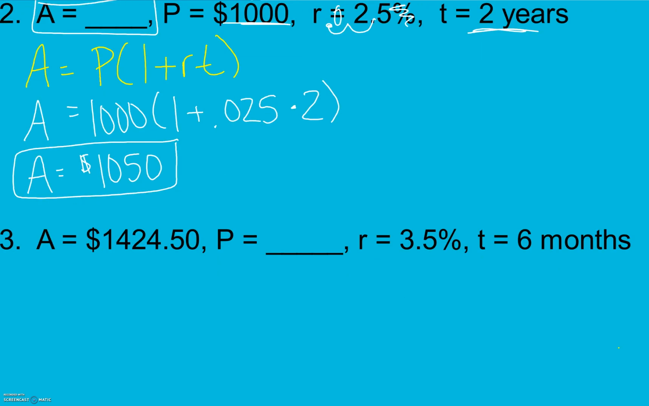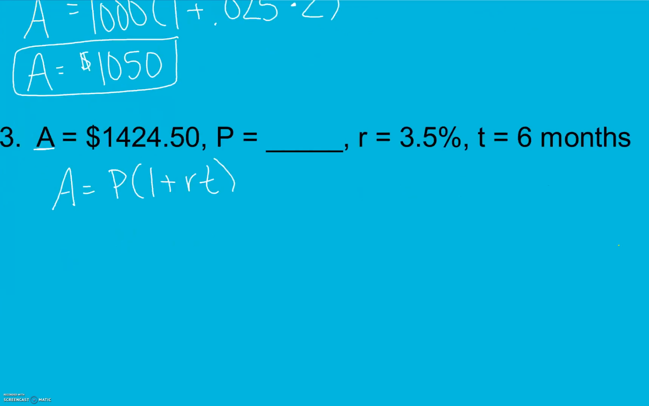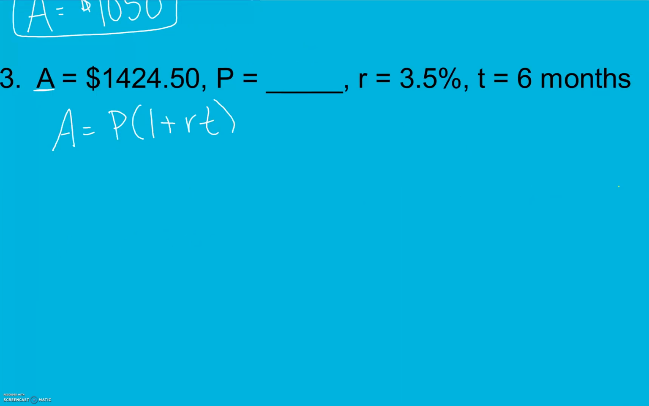On 3, same idea, simple interest, and we're talking about account balances. So A equals principal times 1 plus rate times time. A couple things to notice here, though, when we're looking at this. Here we're looking for our principal, and our time is in months. So this variable is going to stay. Our time is in terms of months.